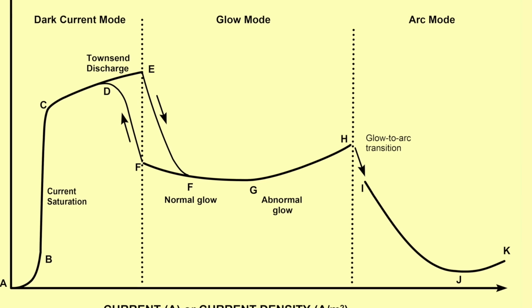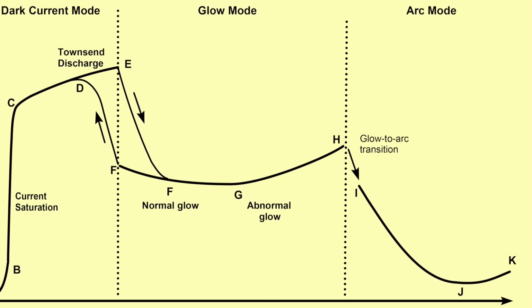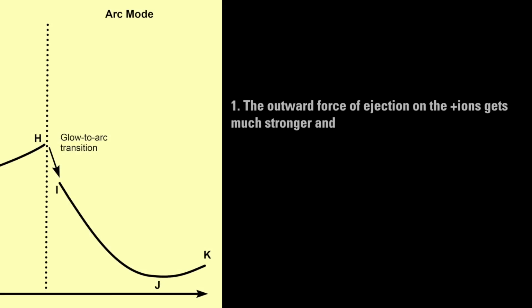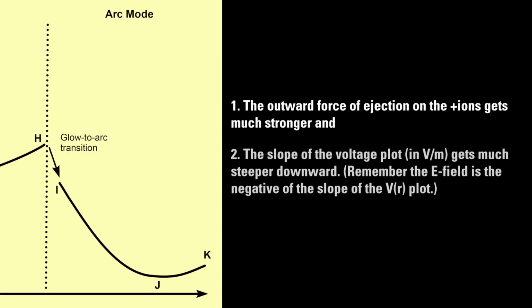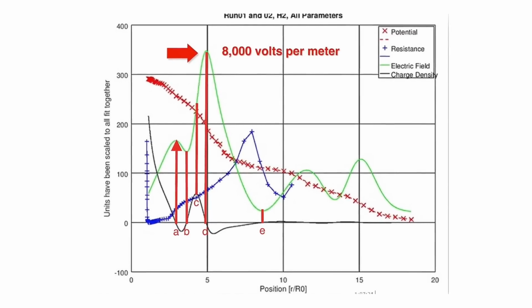Over a relatively short radial distance, going in the outward direction we're going, the E field strength increases quite abruptly. This has two effects. One, the outward force of ejection on the plus ions gets much stronger. That's what the electric force is. It's a force on positive ions. And two, the slope of the voltage in volts per meter gets much steeper downward. Remember, the E field is the negative of the slope of the voltage plot. So this next figure presents some of the data SAPHIR collected in this region.